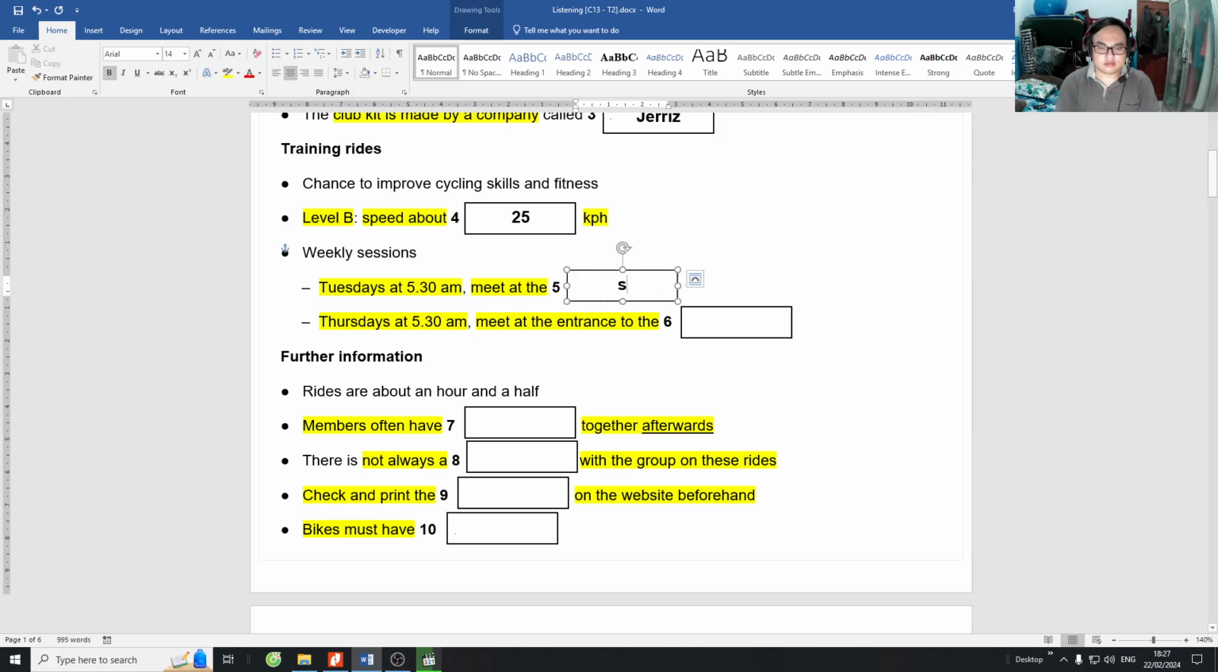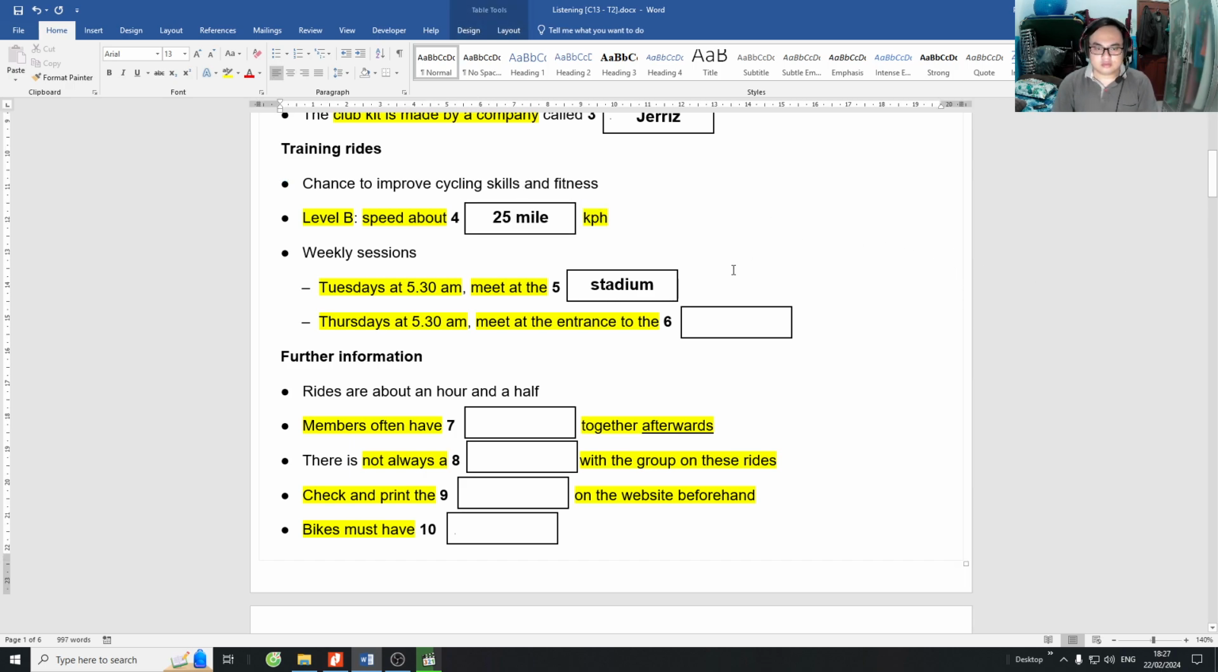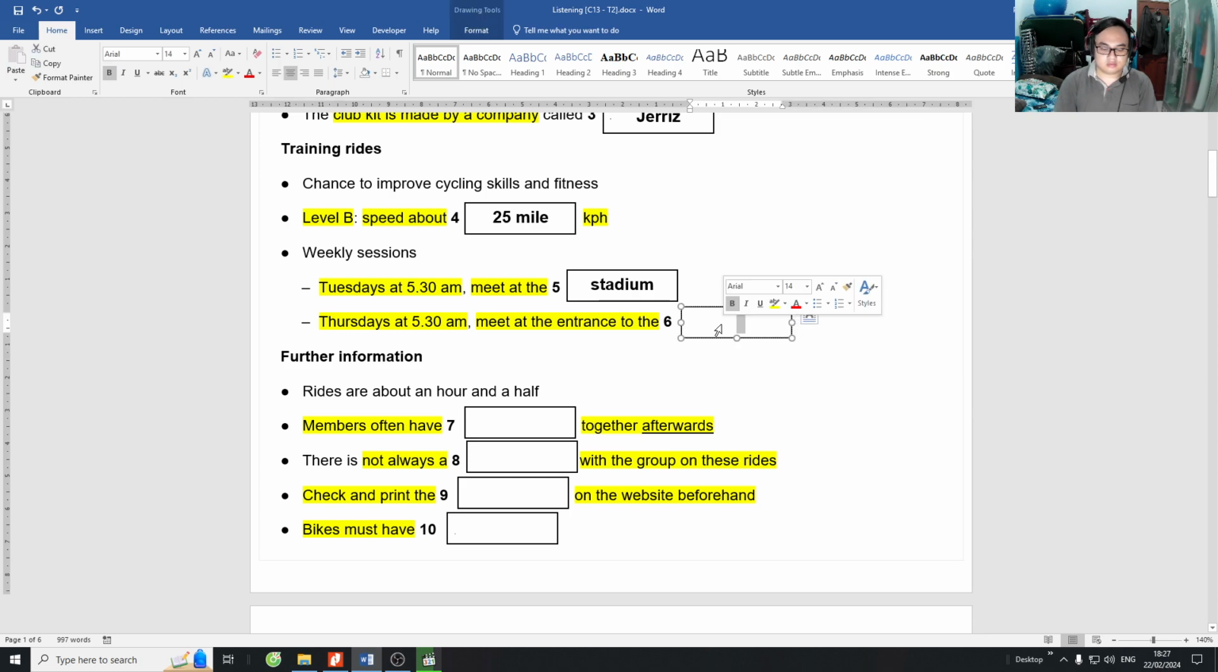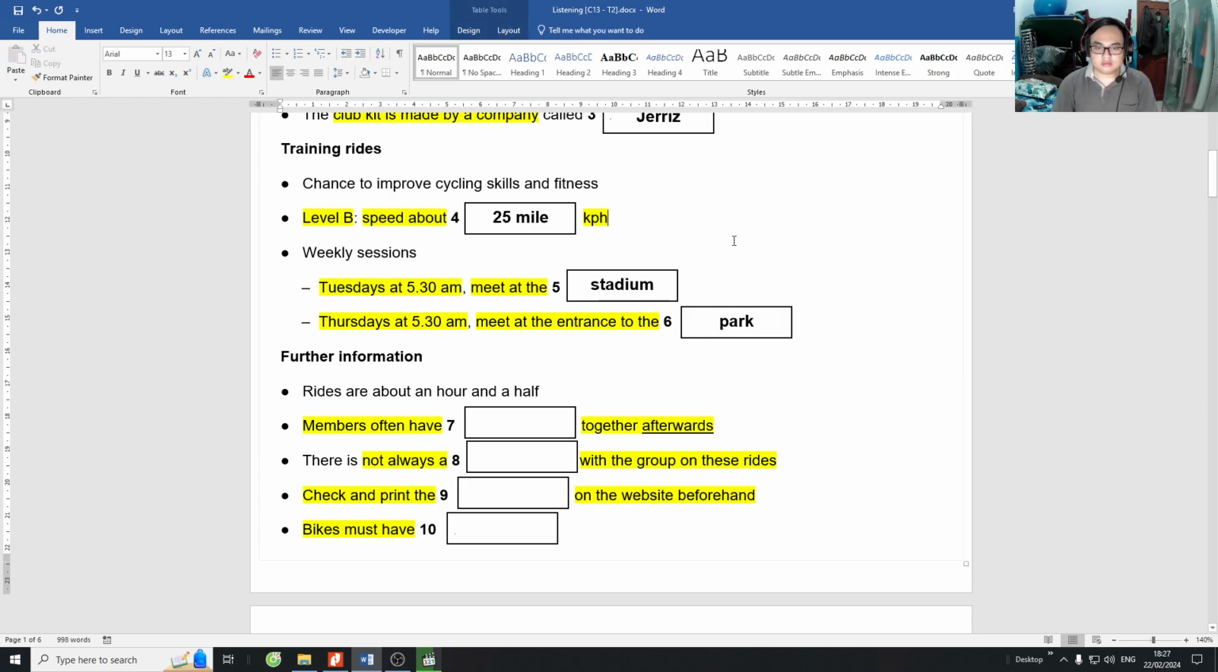Do you know where that is? Yes, it's quite near my home, in fact. Okay, and how about the other one? That's on Thursdays. It starts at the same time, but they meet at the main gate to the park. Is that the one just past the shopping mall? That's it.